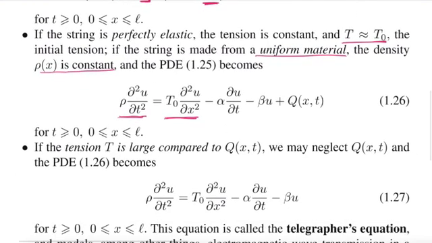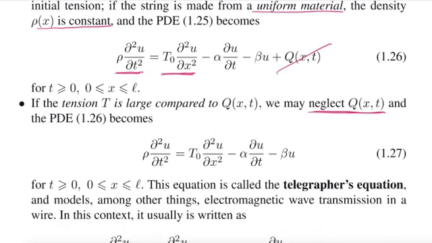So neglect Q. Q is small, so the gravity on the string would be very small compared to the tension, so we throw this out. And now this equation actually is known as the telegrapher's equation. And this has been used to describe electromagnetic waves in double conductors. So if you have electromagnetic waves in a conductor which has two copper wires next to each other, then this would be described by the telegrapher's equation.